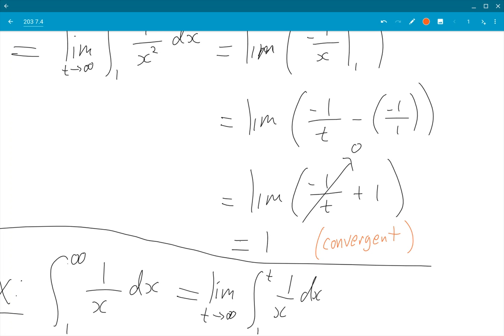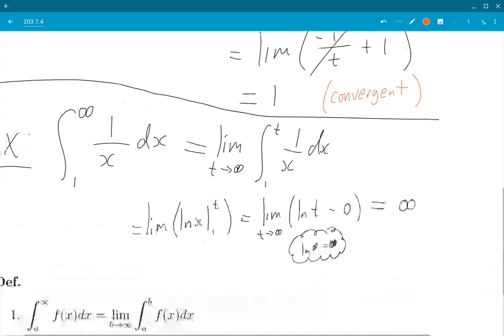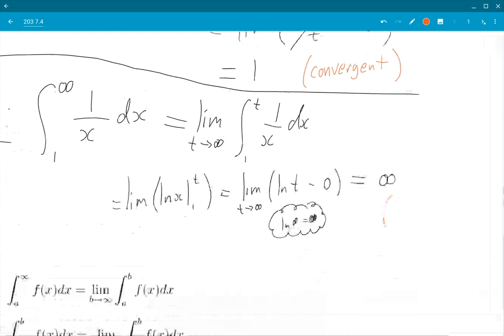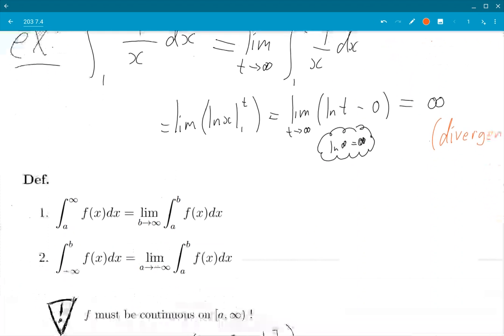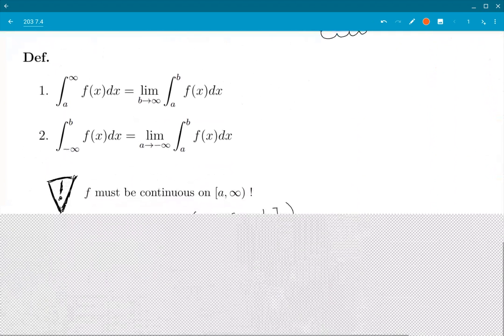Convergent is for when you actually get a number. And for the infinity here, this is divergent. Divergent is when you do not get a number. You either get infinity or minus infinity, or perhaps you just can't resolve a number. Okay, so here's our definition, which we will take.